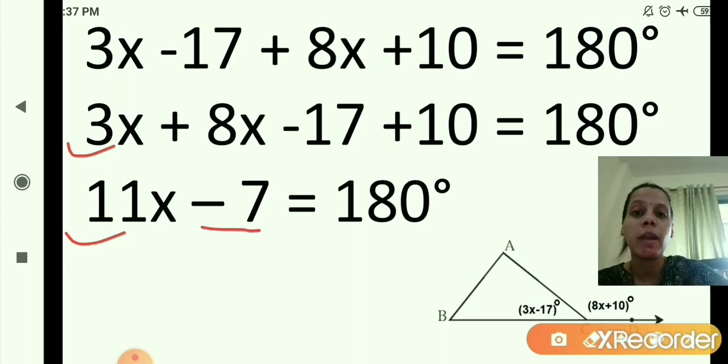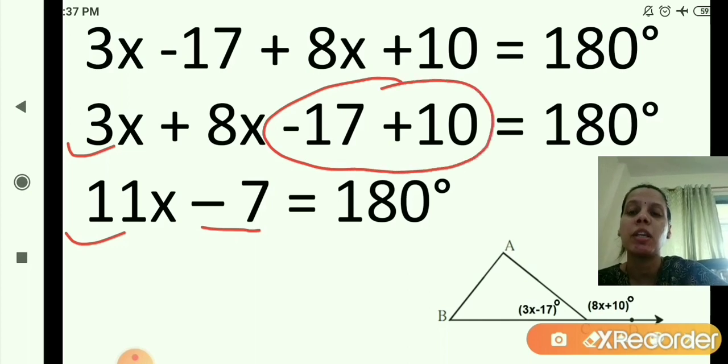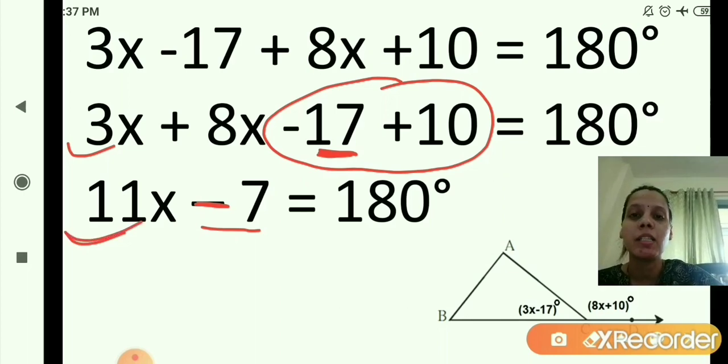Okay, why have we written minus 7? See here this step, minus 17 plus 10, minus plus minus. What is the bigger number here? 17. What is the sign? That is minus. So here in the answer we will write down minus sign. 17 minus 10 is 7, correct. So the next step is 11x minus 7 is equal to 180 degree. I hope you are clear till here.